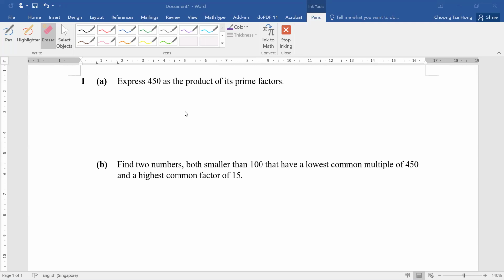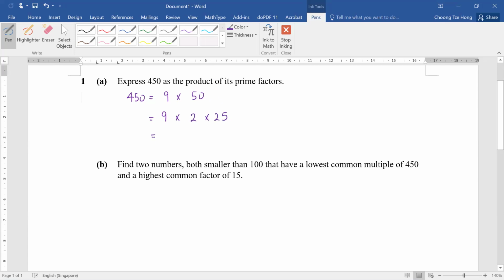In part A, they want us to express 450 as a product of its prime factors. Usually what I'll do is break down 450 into smaller and smaller numbers until they are all prime factors. For 450, I'll break it down into 9 times 50, because this is rather obvious. 9 can be broken down into 3 square, but I'll do that later. For 50, we can break it further down into 2 times 25.